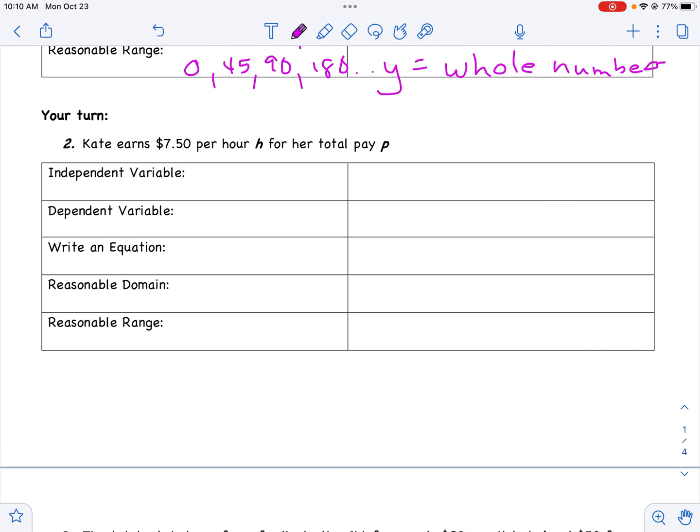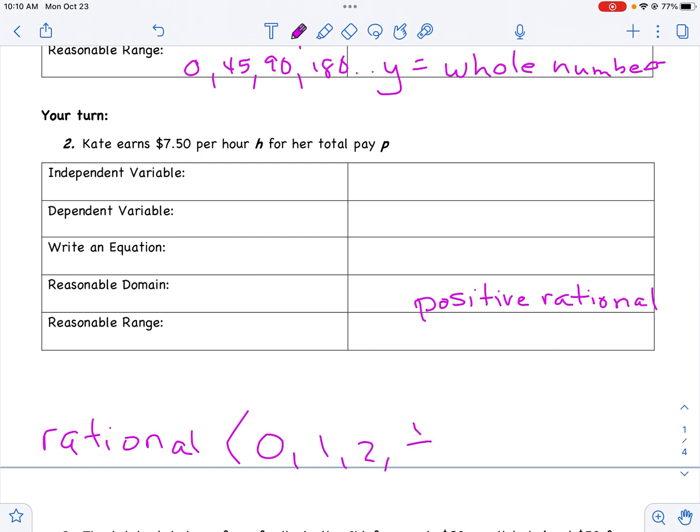We'd have positive rational numbers. Okay, so let's talk about rational numbers, because a rational number would normally include whole numbers, all counting numbers. It would also include all fractions and all decimals. It would also include the negative of all of that. So you could have -1, -2, -0.5, -0.4. It would include all the negatives as well.